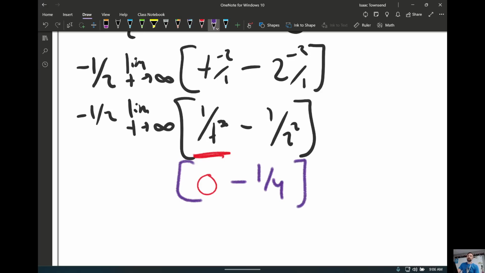And so our answer is -1/4 then? No. How come? -1/2. I forgot it. Right, this -1/2 has to carry along. It's easy to lose if you're careless with your work there. So -1/2 times -1/4 would be +1/8.